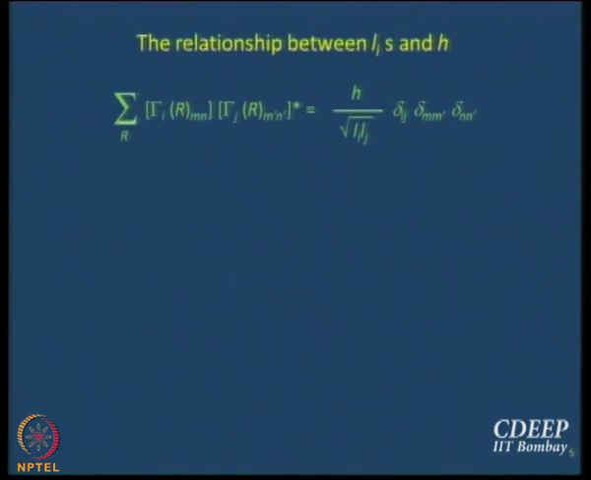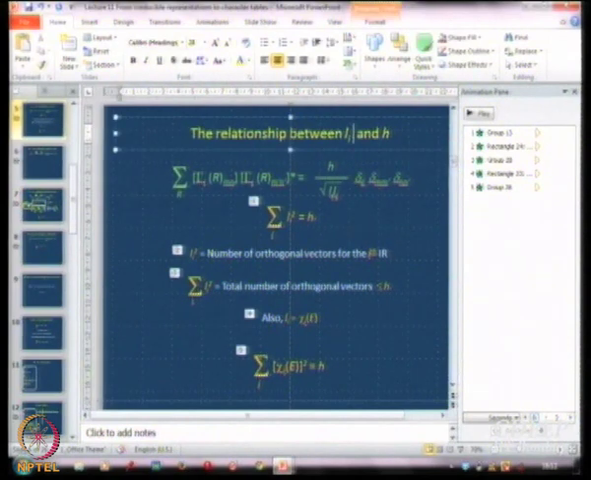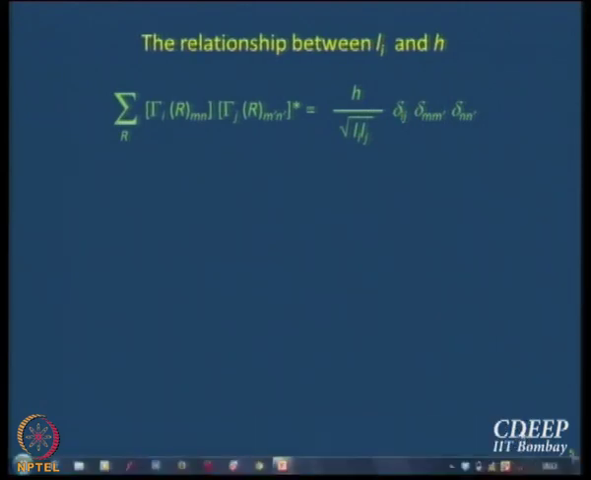The first one is the relationship between li and h. I think it's a bad idea to write li's. li is enough. Otherwise, you might think that S is something like li and h. So, the relationship between li and h. What is li? Dimensionality of the ith irreducible representation.